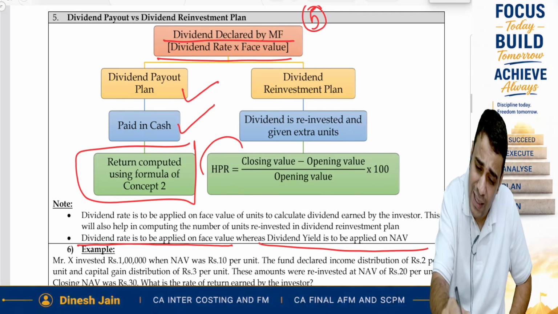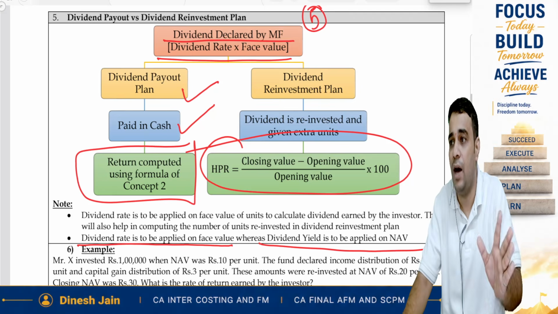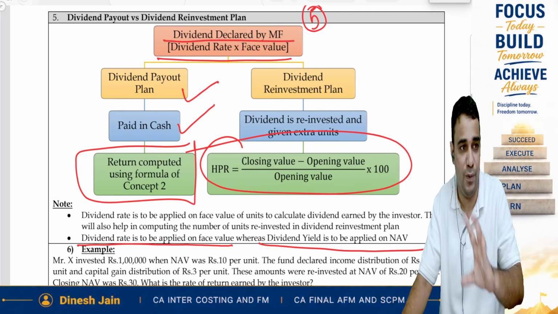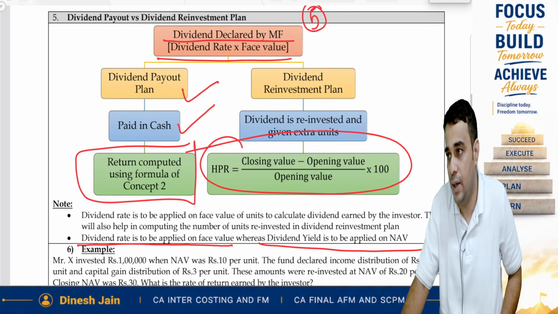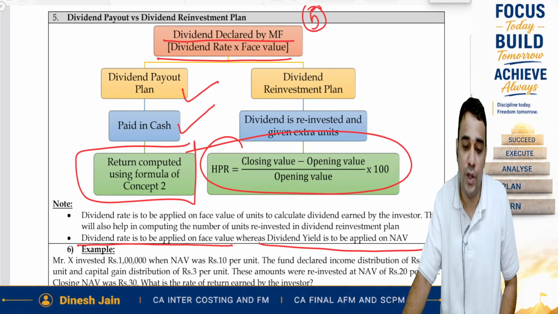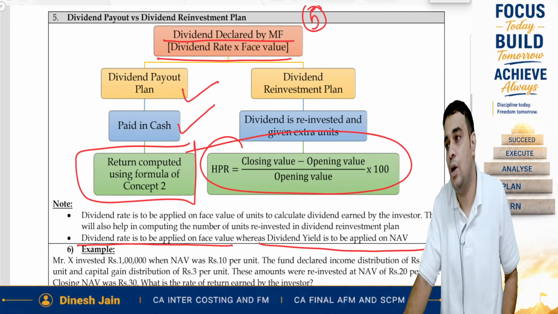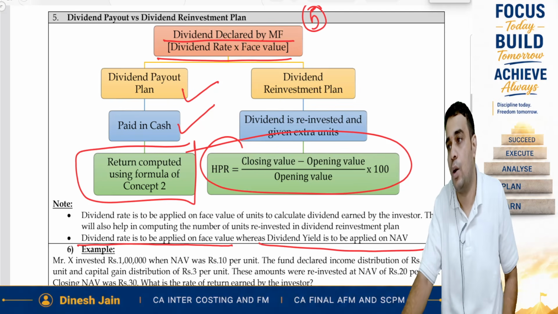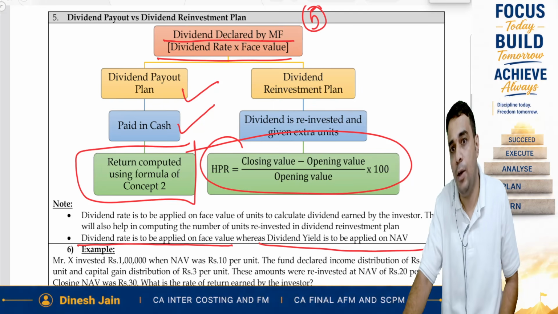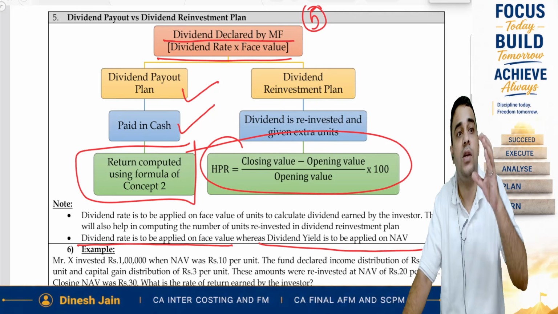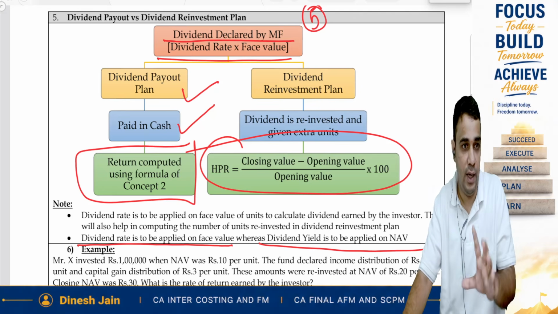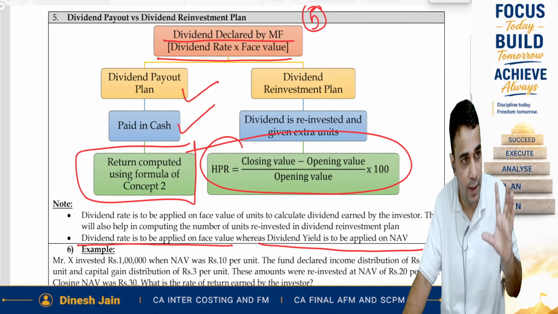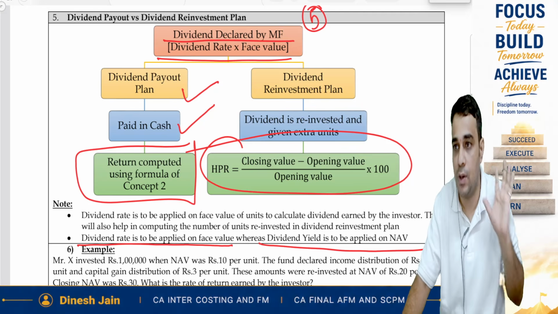In fact, the formula is the same for both. It is closing value minus opening value. There also, closing value minus opening value. But here you have to do it into the number of units. There you need not do it into the number of units. So closing value minus opening value, divided by opening value, into 100. Closing values, closing units into closing NAV, minus opening values, opening units into opening NAV, divided by opening value into 100. Any doubts on this?